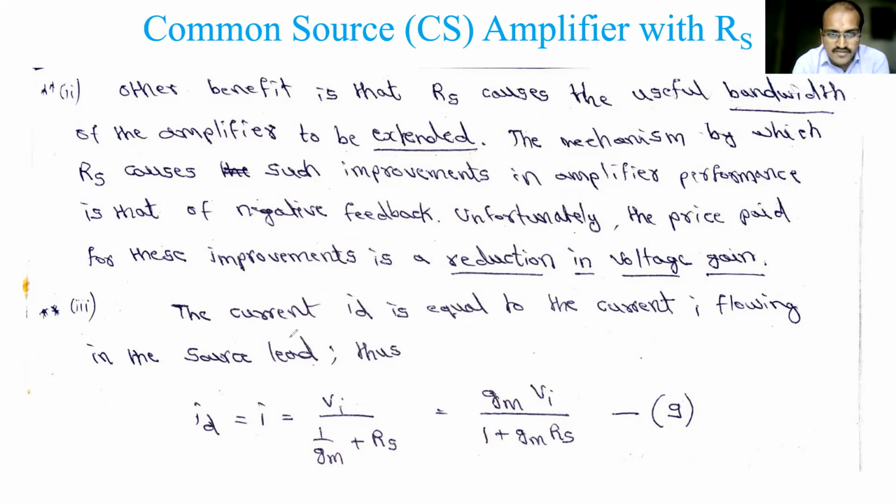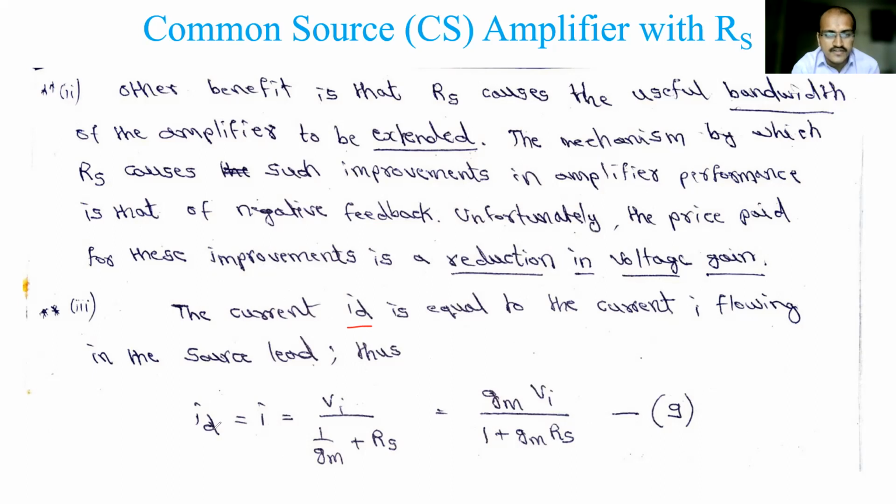Third benefit, the current ID. The drain current, the small signal current, is equal to the current I flowing in the source lead. This we have taken in the very first circuit, the basic circuit for any amplifier. There we discussed that because on the drain and source side there is no other different current, it is the same current. We are not considering a source current IS in the MOSFET case. It is the same drain current, it will flow in the source lead, so it is equal to I.